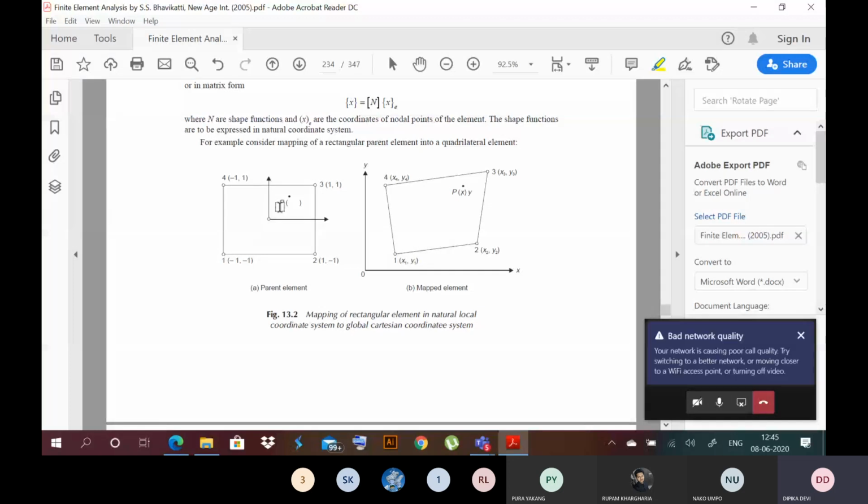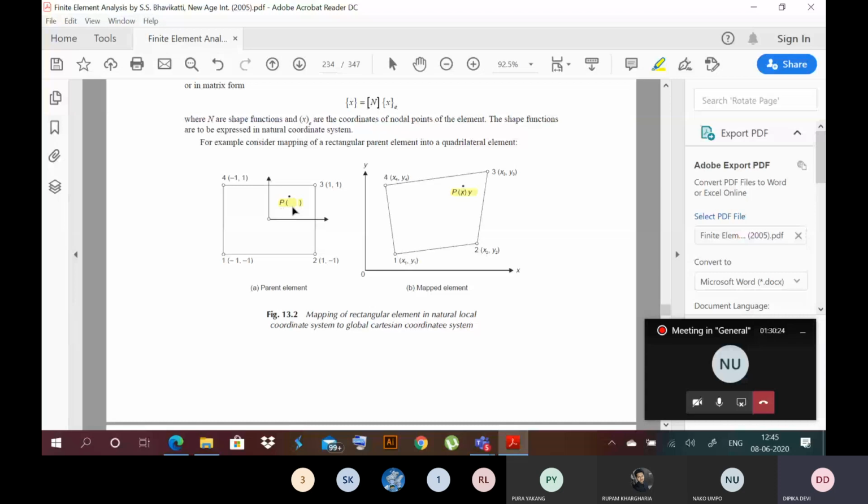Xi, eta are the natural coordinates. Their values always vary from -1 to 1. So the same point in the actual element is this one. This is the same point in the actual element. This is the point P in the natural coordinate system.